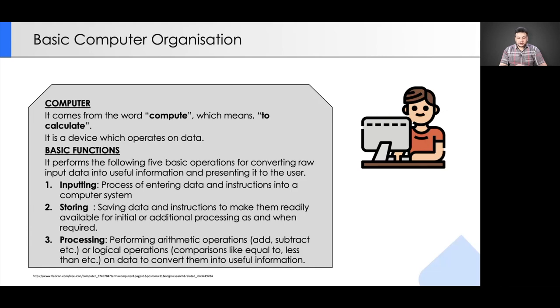The third one is processing. Whatever work we want to perform, whether arithmetic operations or logical operations, is done by the processing unit. This unit consists of various components. One component is the arithmetic logical unit, which is responsible for performing the arithmetic as well as the logical operations.